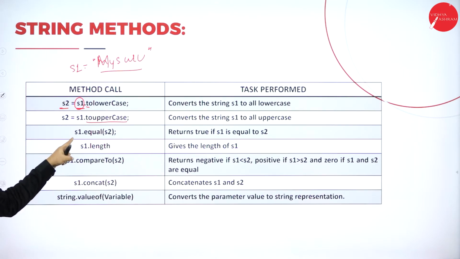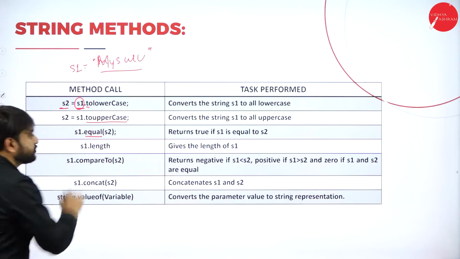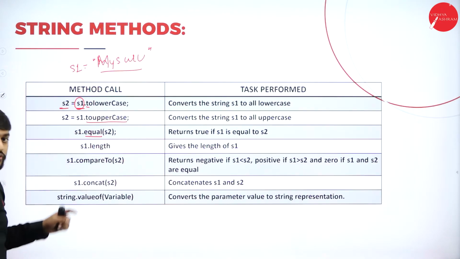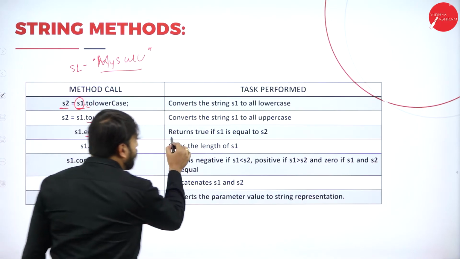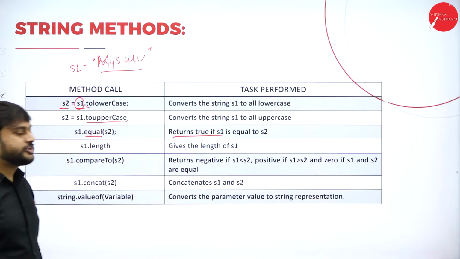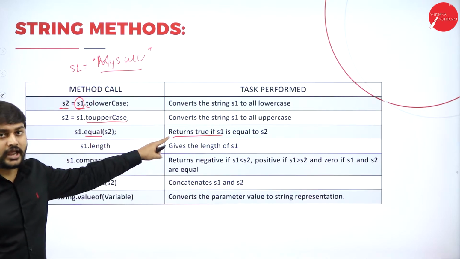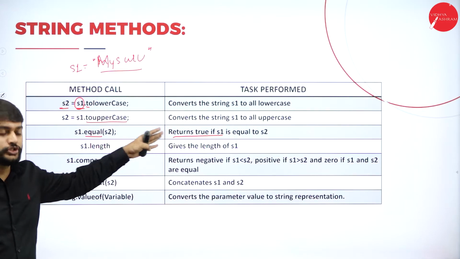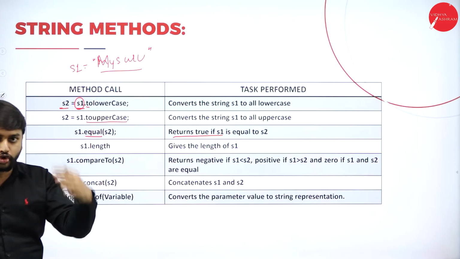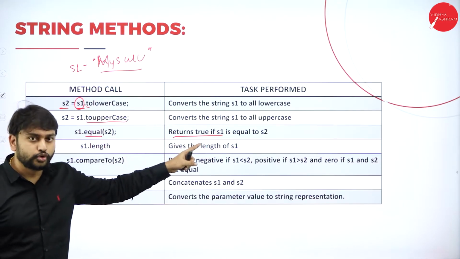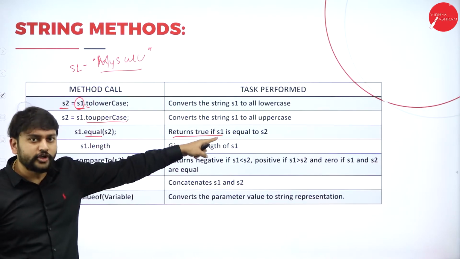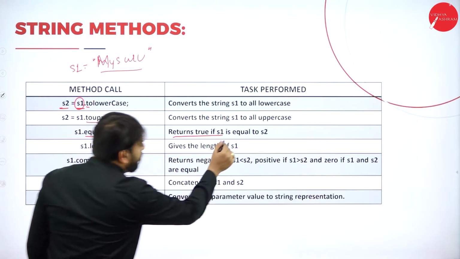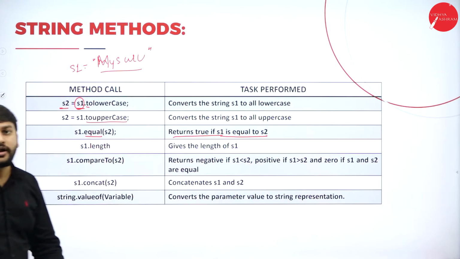So fine. So S1.equals. Please observe, this is one of the methods to compare. S1.equals(S2). If it is equal, it returns 1. Please understand, 1 in the sense true. It returns true. True in the sense 1, in the Boolean value 1 or 0. That's what you need to understand. So it returns true if S1 is equal to S2. If it is not, it returns false.